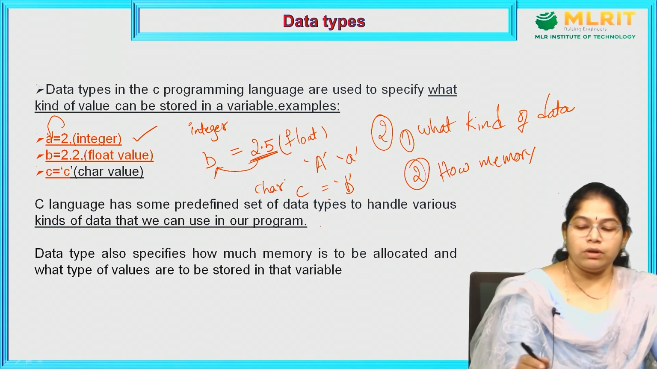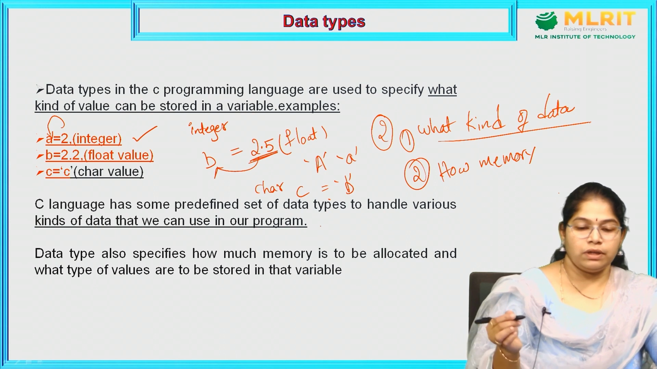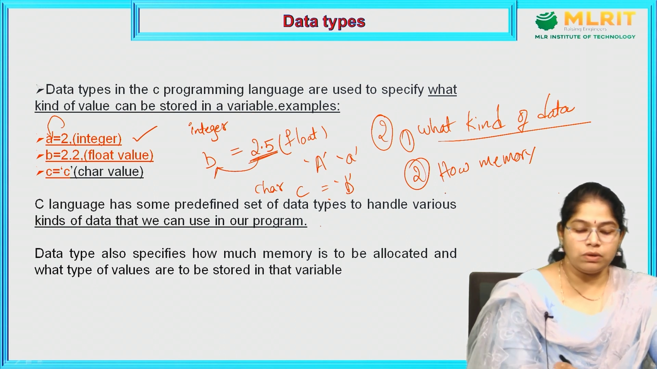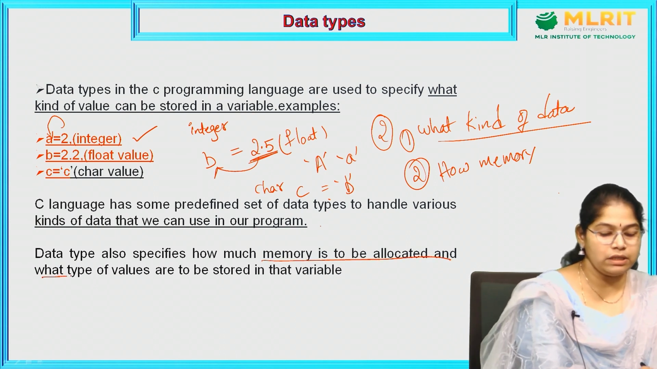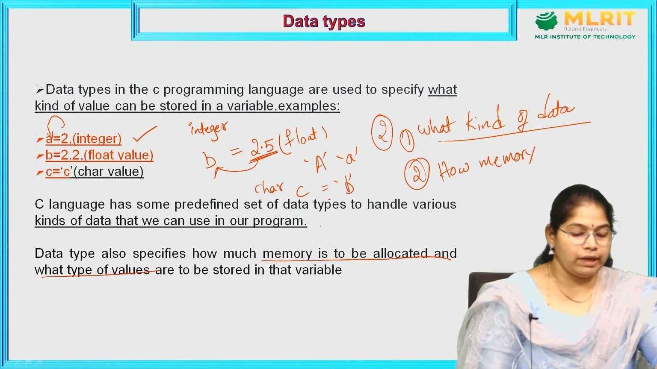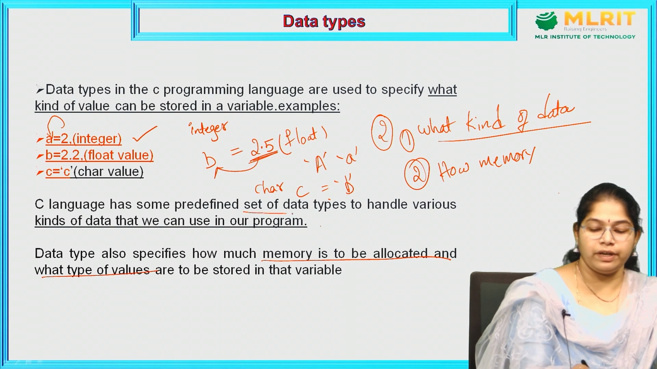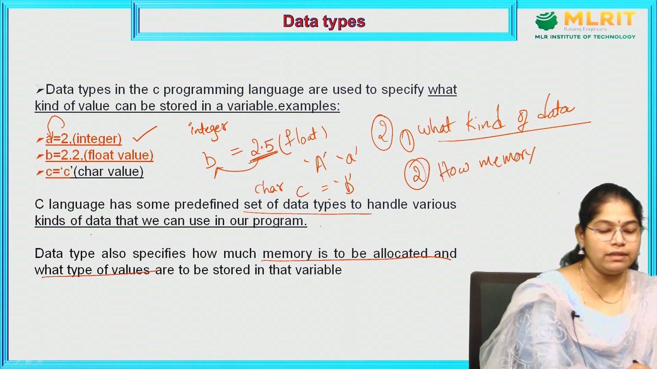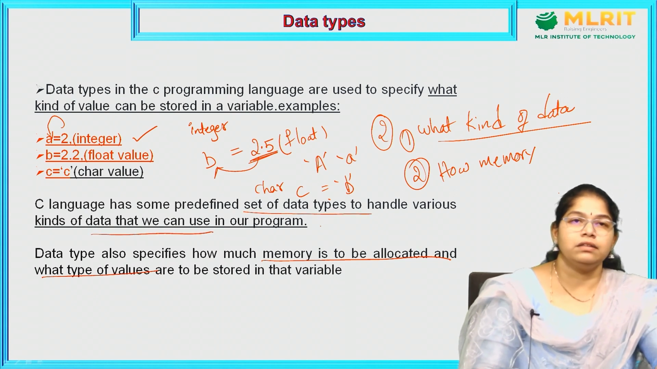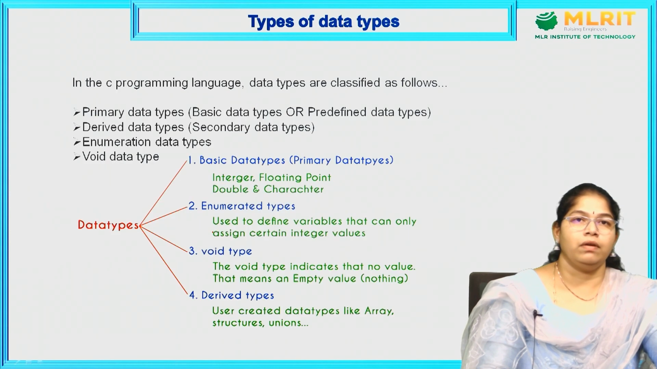Not only what kind of value we are storing, the data type also tells how much memory is allocated to that value. So in the C programming language, we have a predefined set of data types to handle different kinds of data that we are using in our program.